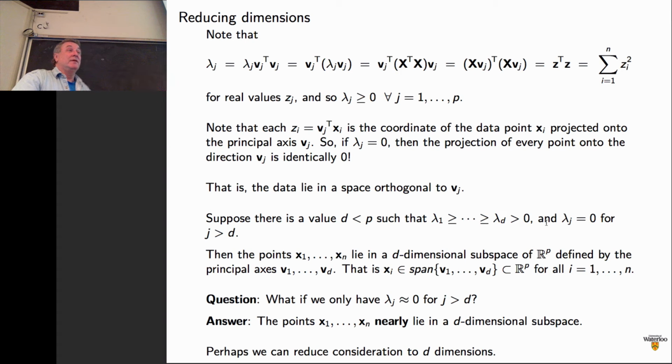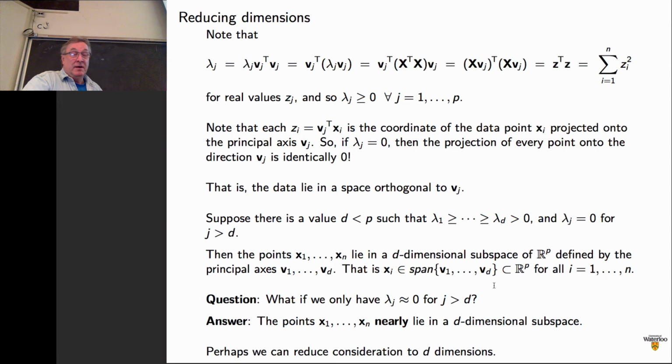Okay? So that is to say, if I find that I've got some number of eigenvalues greater than 0, d of them, and the remainder, p minus d, are equal to 0, then the vectors must live in the subspace defined by v1 through vd. Okay? Defined by these principal axes. So the xi's live in that span.